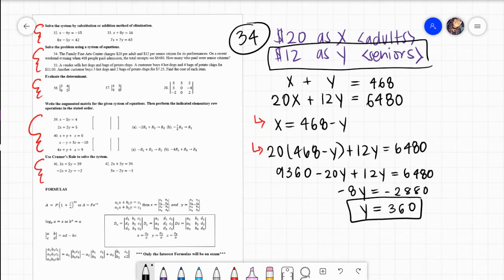Okay, so let's do problem 35. I'm going to go and read it, and then I'm going to scoot down here. I'll just delete this one.